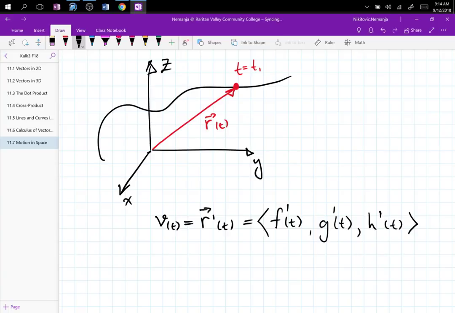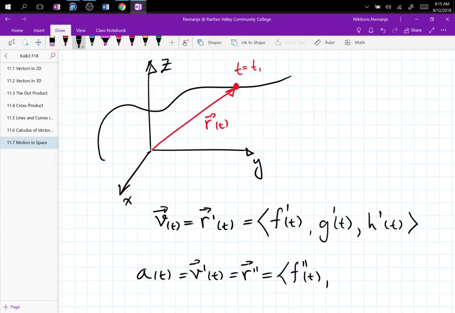And then we have acceleration a of t, which is the first derivative of the velocity vector, guys, which is the second derivative of position, which is f double prime of t, g double prime of t, and h double prime of t.